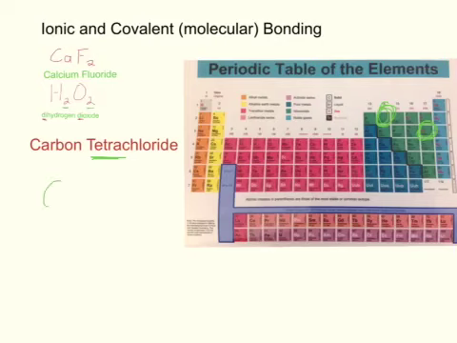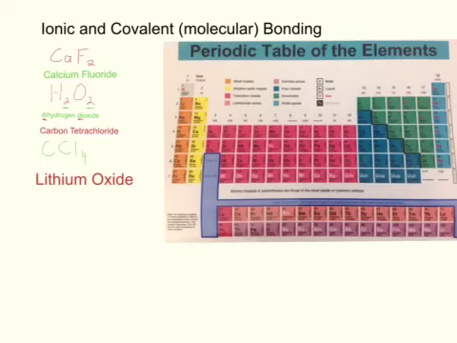So carbon is just C. I know it's one carbon because there's no prefix and it's the first element, so that tells me that it's monocarbon, but because of lazy scientist rule, they dropped the mono. So I know I've got a capital C for carbon, and then tetrachloride, so chlorine, and I'm going to have tetra, which is 4. So carbon tetrachloride is CCl4.